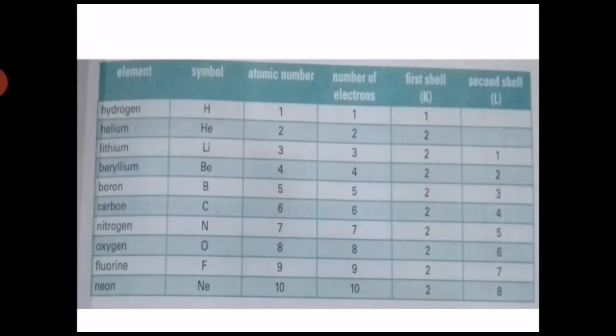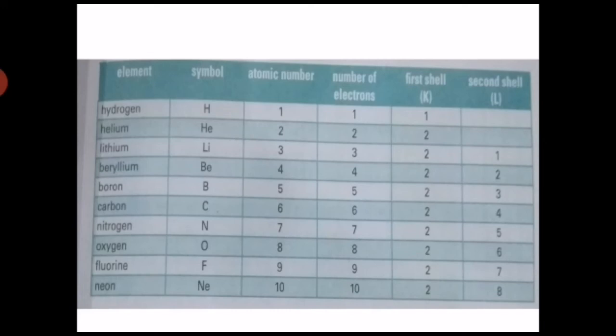The next one is helium. The symbol is He. Atomic number 2. Number of electrons 2. First shell contains 2 electrons and the L shell is empty. Third is lithium. Symbol is Li. Atomic number 3. Number of electrons 3. First shell 2 and the second shell contains 1 electron. Beryllium. Symbol is Be. Atomic number 4. Number of electrons 4. First shell has 2 electrons and the second shell has 2 electrons.